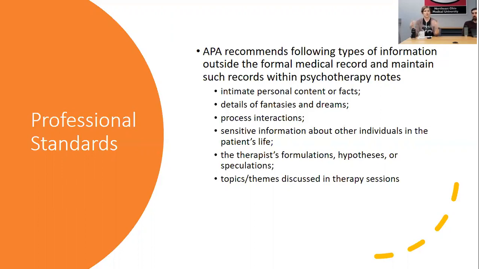What is put into an electronic record is really for insurance purposes, and to be able to demonstrate that you are actually working on a goal that is tied to a diagnosis and whether or not the person is making progress. So these things are actually what would be psychotherapy notes or process notes that should never land in the official record. And there's lots of things that you should do to protect these, but anything that's super intimate, personal content or facts.